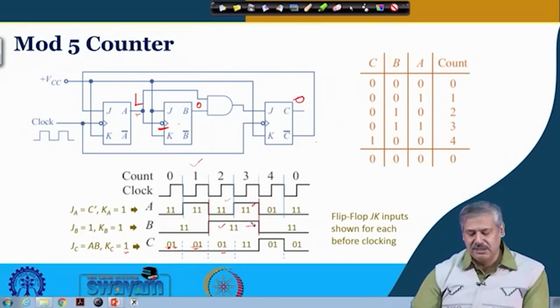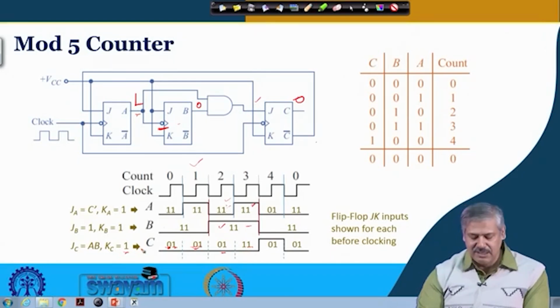So, B is remaining at 1, and C before that is only 0 and 1, because this A was 0, so it is remaining at 0. Now at this point of time, what you can see is that A is 1 and B is 1. So this JA is getting 1 1. So in the next clock trigger, what happens?